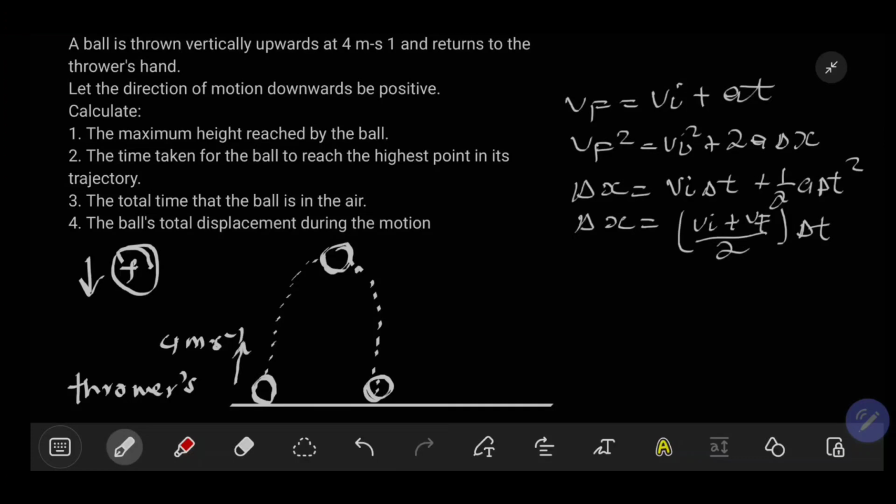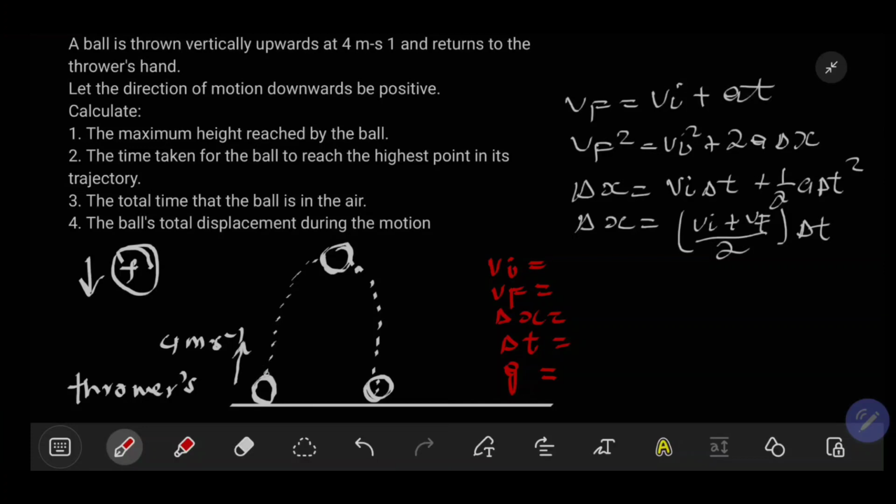All right, so they want us to calculate the maximum height reached by the ball. But already we were given the direction that the motion going downward is positive. So it means any motion going upward is negative. All right, so our quantities in this case, we have our V initial, we have our V final, we have our change in x, we have our change in t, we have our gravitational acceleration.